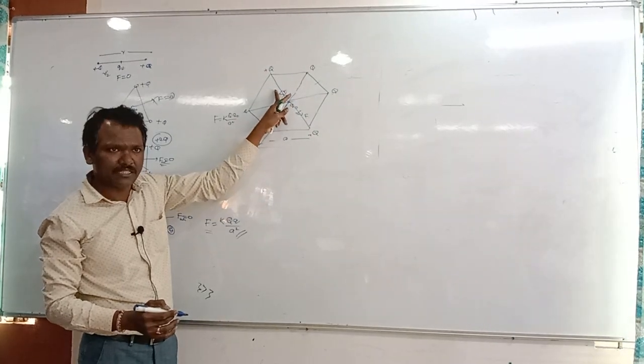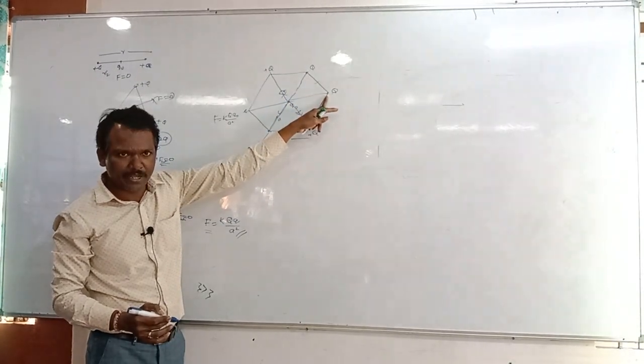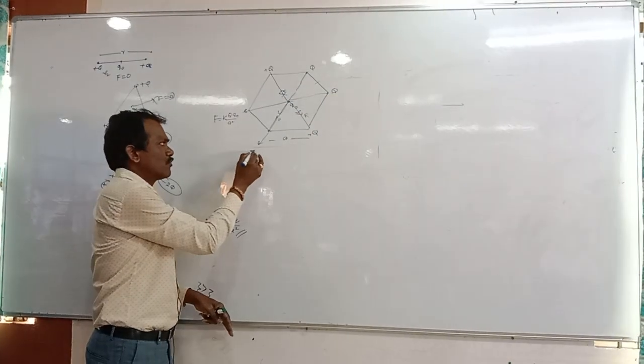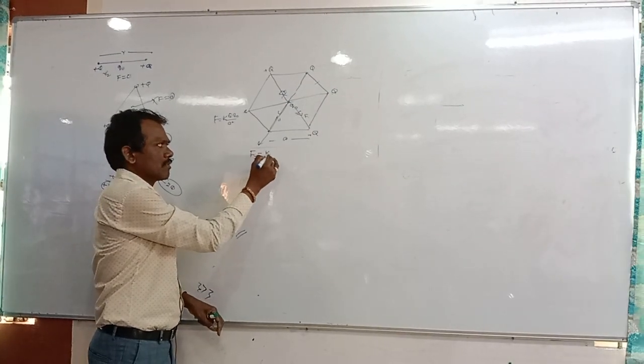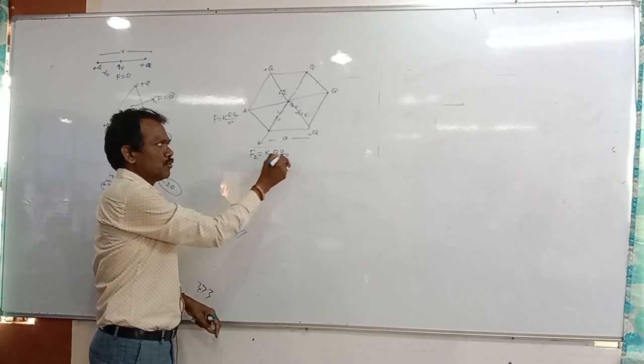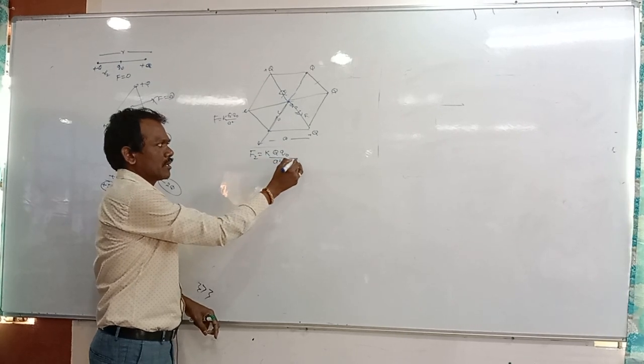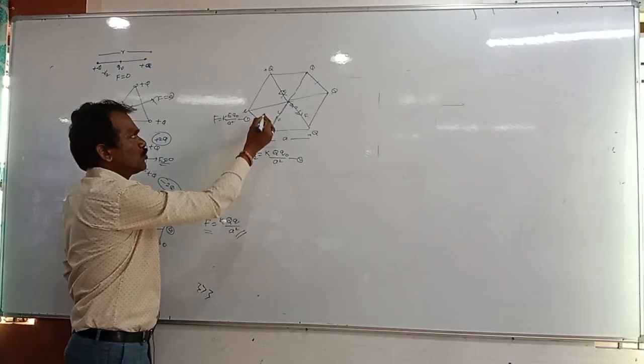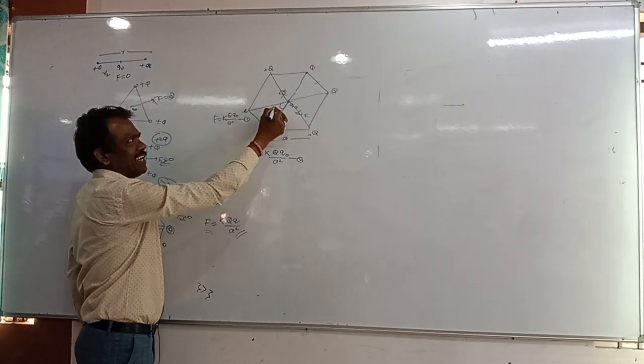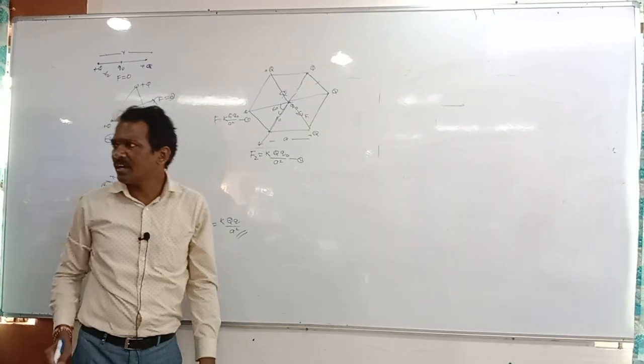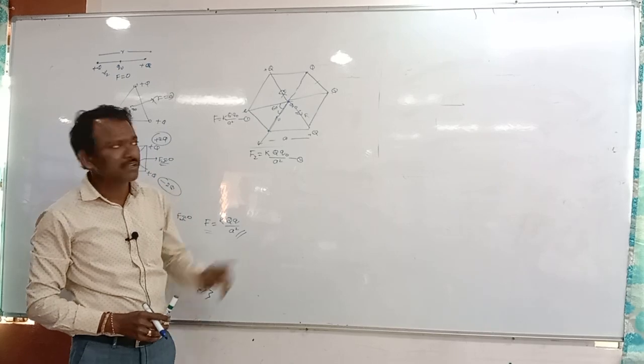Here the forces are cancelled out. These two charges are remaining. This force F2 is also the same here, K into Q naught by A square, right? So here two forces are there, and the angle is 60 degrees. How do we know it is 60 degrees?